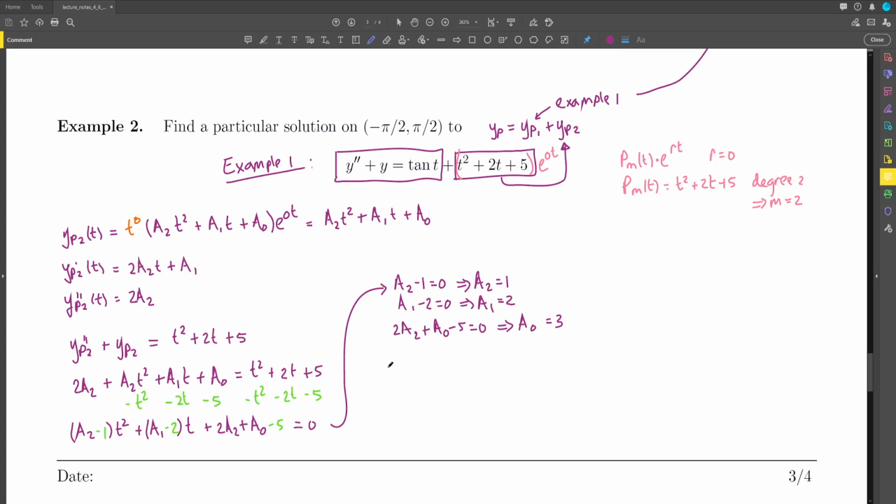And the conclusion here is that yp of t is yp1 from example 1 plus yp2, which is equal to a2t squared. a2 is 1, so that's plus t squared, plus a1t, so that's plus 2t, and then plus a naught, which is plus 3.